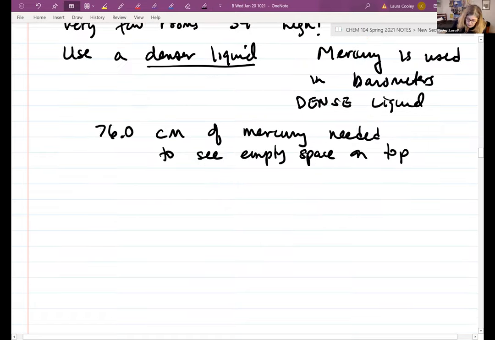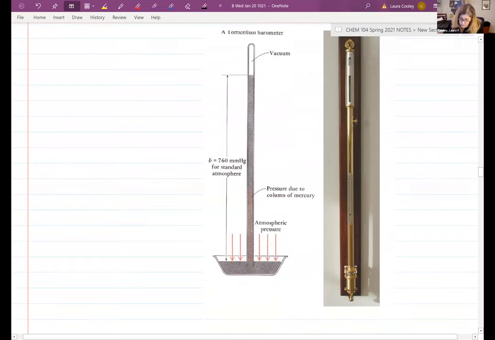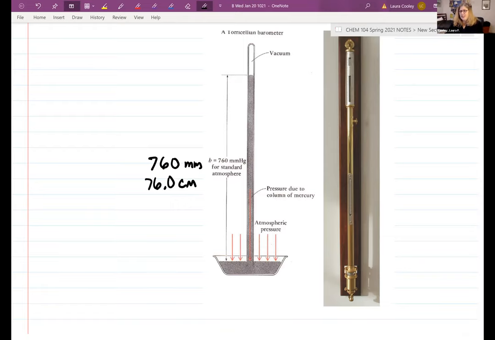So if I had a barometer with mercury in it, and actually I have a picture of one over here, this is 760 millimeters or 76 centimeters. So that's about 2.5 feet. You could fit that in a room. You could fit that on a tabletop. You could hang that on your wall.